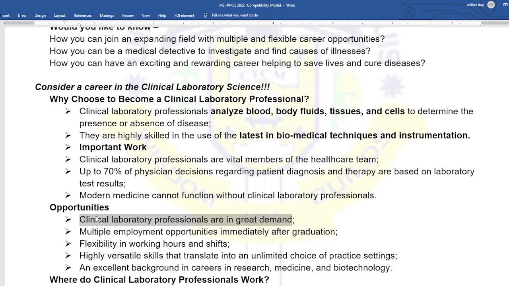That's why, ma'am, what you are saying is not actually related to this one. Clinical laboratory professionals are in great demand. So, guys, let me finish, ha?